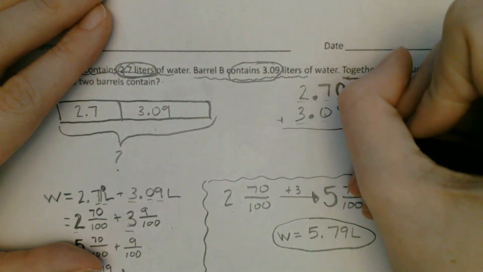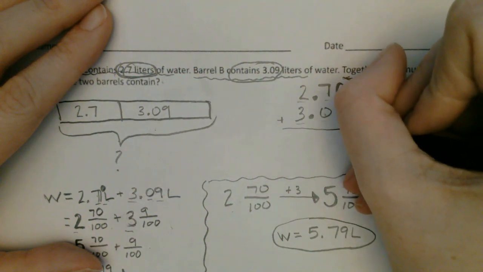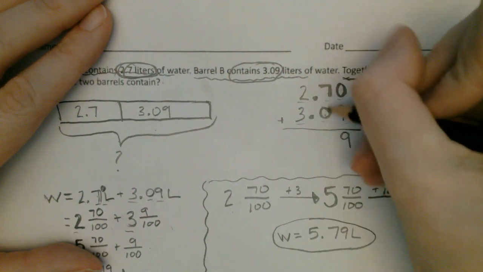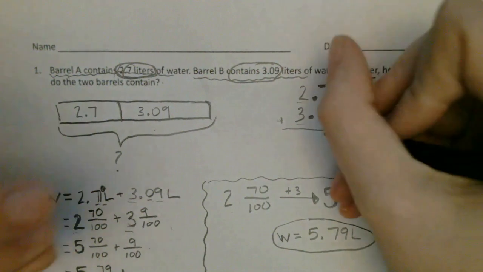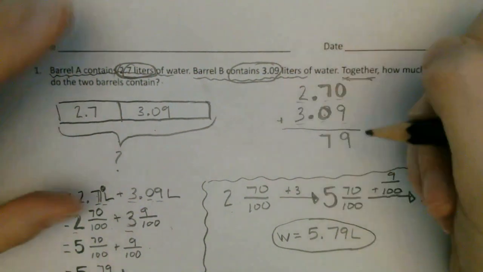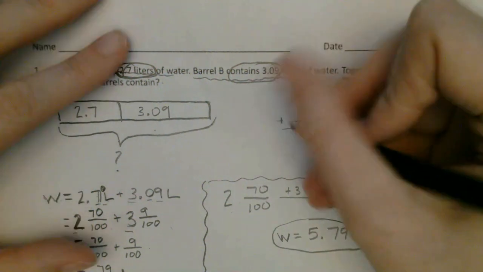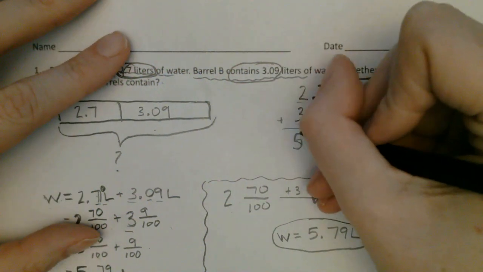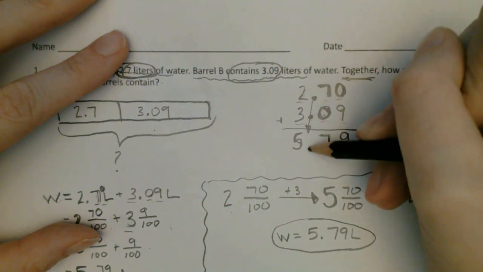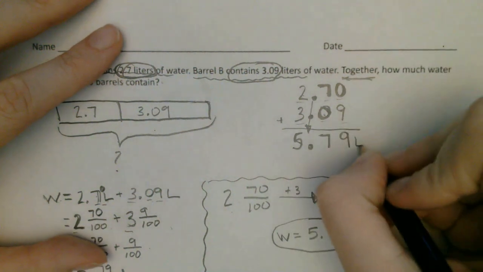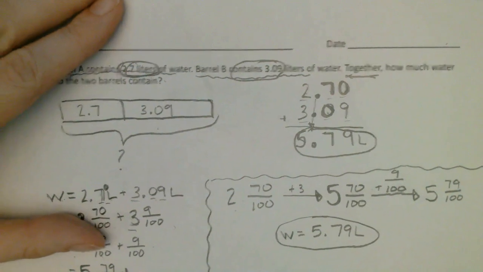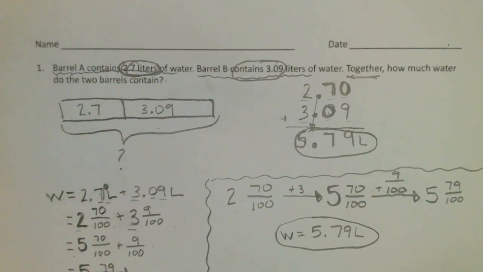0 plus 9 is, shout it out, 9. 7 plus 0 is, whisper it, 7. And 2 plus 3 is, shout it out, 5. We added all our numbers, and we need to bring our decimal straight down to still get our same answer of 5 and 79/100ths. So there's 3 different ways to approach this problem.